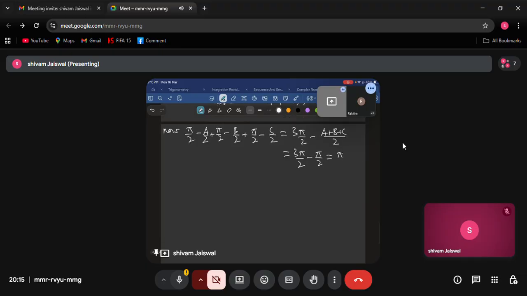Hence the angles are pi by 2 minus A by 2, pi by 2 minus B by 2, and pi by 2 minus C by 2. Is it clear to everyone? Tell me. Hence the angles are pi by 2 minus A by 2, pi by 2 minus B by 2, and pi by 2 minus C by 2.